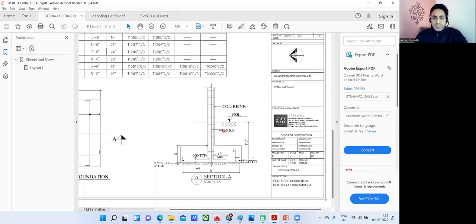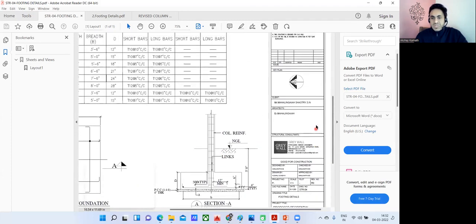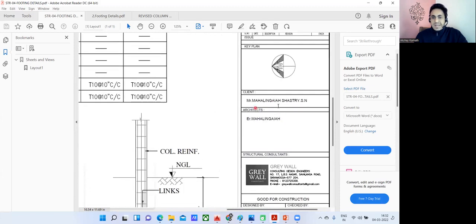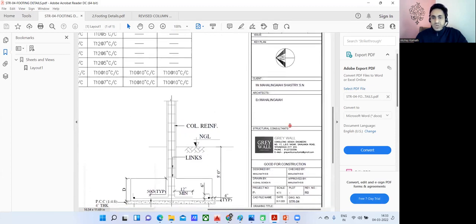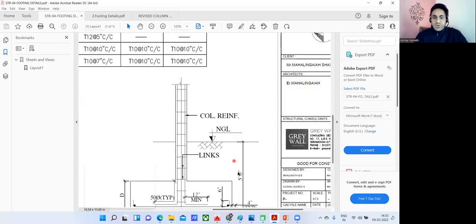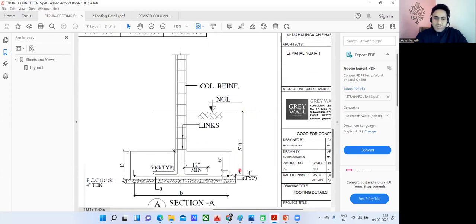So for this particular project, they have written the name of the project here. The client name is so and so, and this is the project they're doing. For this particular project you have to do an excavation up to 5 feet. So what you are supposed to do is an excavation up to 5 feet.